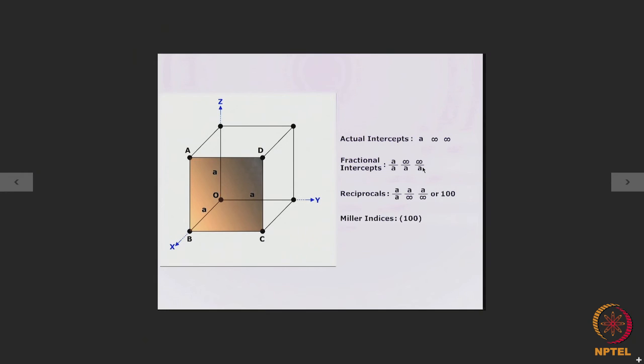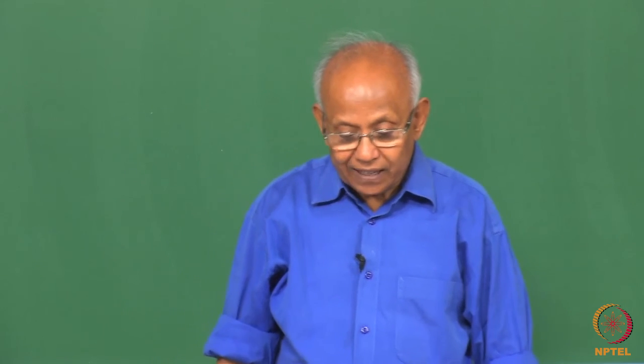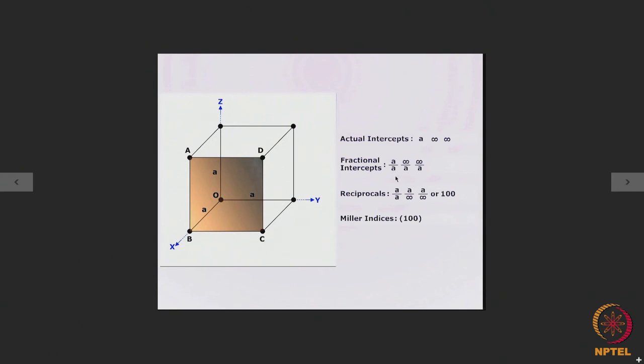The third step is to take the reciprocal of these values. So, the reciprocals will be, from here, a by a, from here a by infinity, from here a by infinity, or it will be 1 0 0. Now, the next step is to put this number within a first bracket, (1 0 0). So, that indicates that this is the plane ABCD. So, the ABCD plane is written as (1 0 0), and this is how the Miller indices are found out for this particular plane.